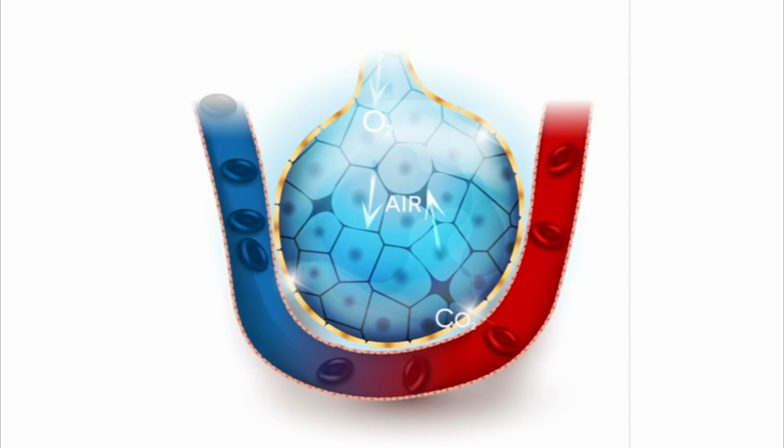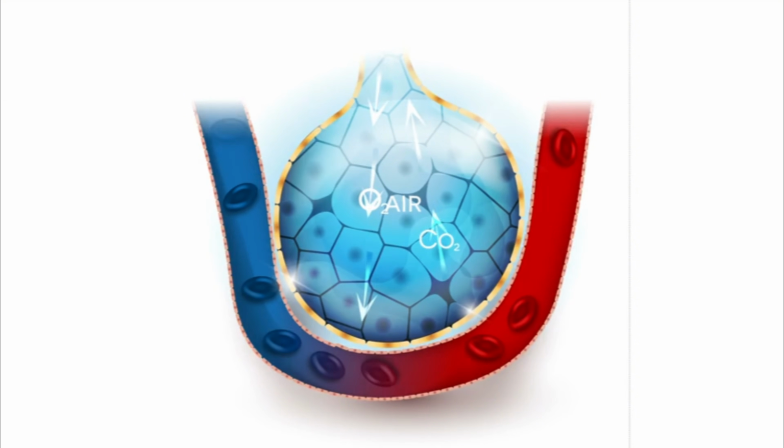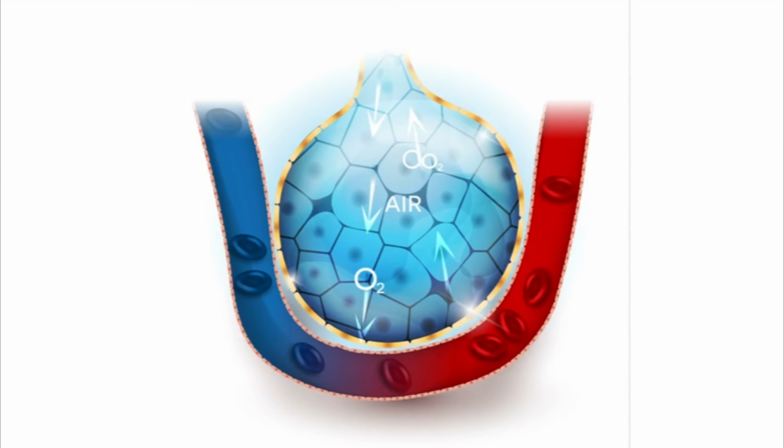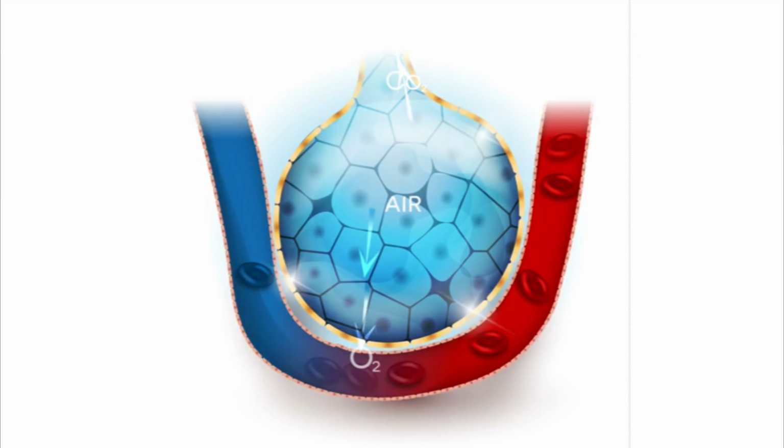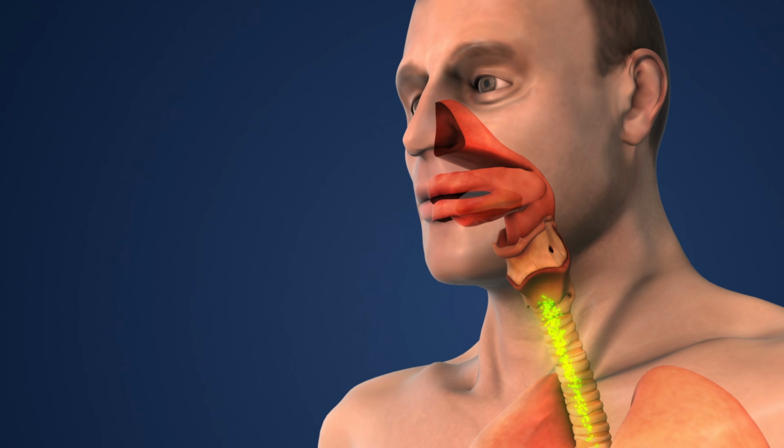At the same exact time, carbon dioxide moves from the blood into the alveoli because its concentration is higher in the blood. This carbon dioxide is then expelled out of the body when we breathe out.